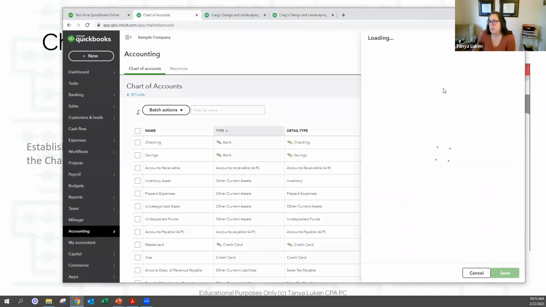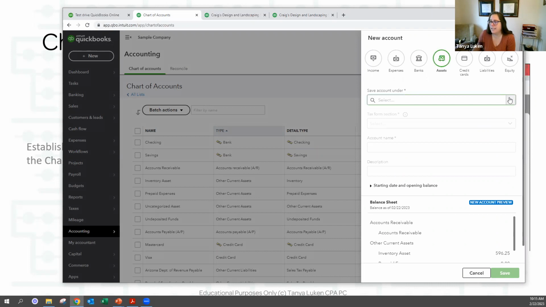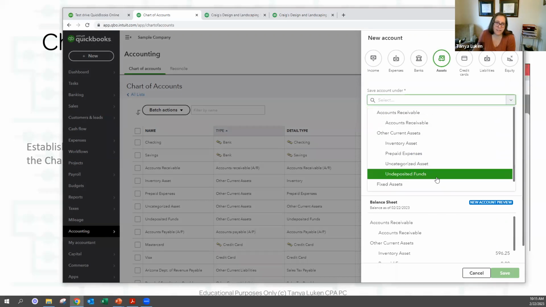So if you make a new chart of account, it's always going to pop this side panel open. And then you have to pick from one of these little bubbles, like what is it that you bought, or what is it that you need a new account for? Most of the time we're going to use income and expenses, which is why they're first. There's a bank account option, your assets. If you were to pick an asset, it's going to ask you what kind of asset it is.